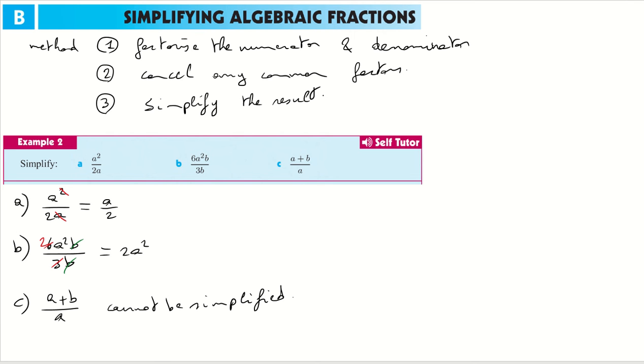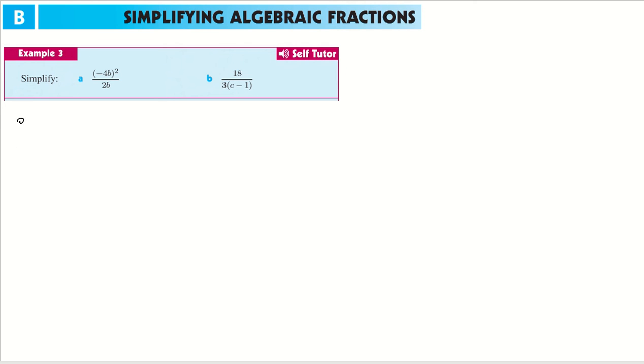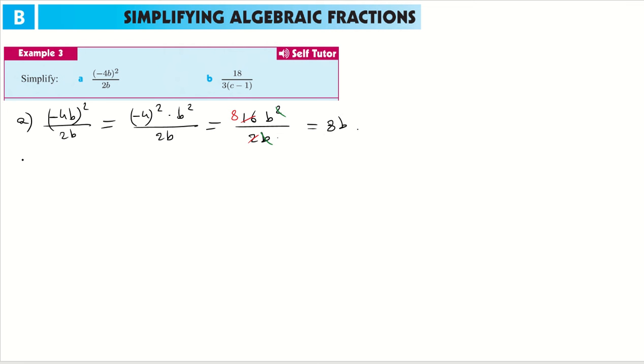Okay. Example 3. We have to simplify those expressions. So minus 4b to the power of 2 over 2b. So minus 4b to the power of 2, that is minus 4 to the power of 2 times b squared over 2b. Minus 4 to the power of 2 is 16. b squared over 2b. 16 over 2, that is an 8. And then we have b squared over b, that is just equal to b. So the answer here is 8b.